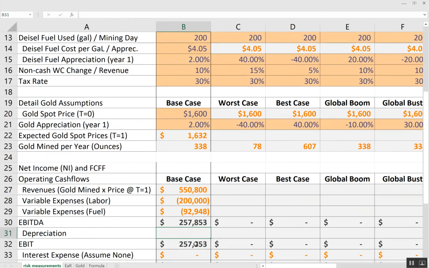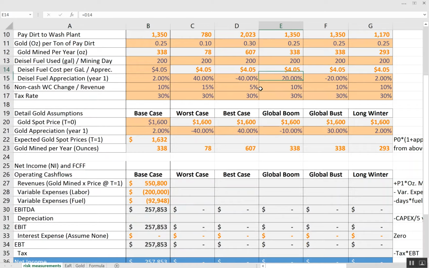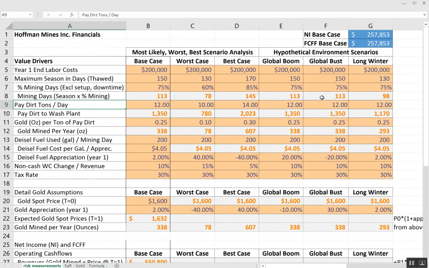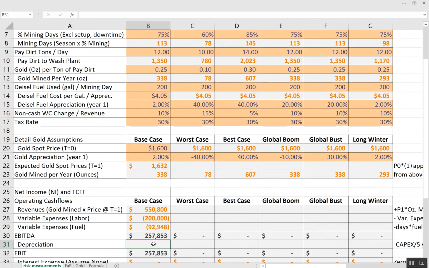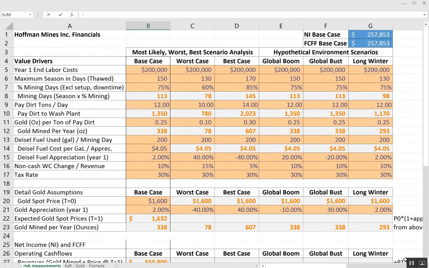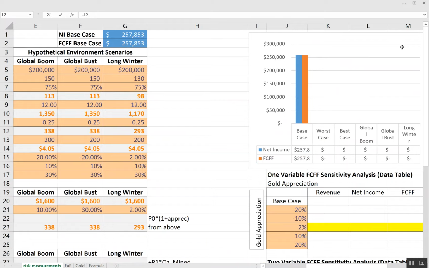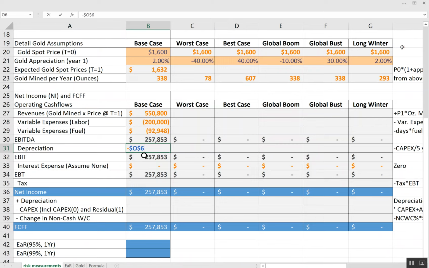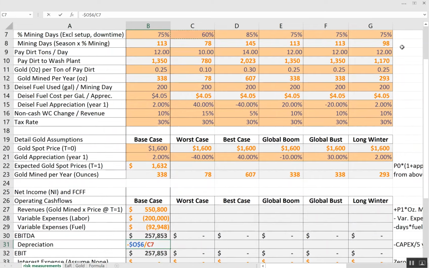Now depreciation, if we zoom out a little bit and come over here to the right, I'm going to assume that they're going to need the 4 pieces of equipment: a bulldozer, a wash plant, an excavator, and a loader. It's going to cost $440,000. I'm going to assume they depreciate that over 5 years. So for the depreciation calculation, I do a negative of my CapEx, that equipment. I'm going to anchor that because I want to drag that across eventually, divided by my 5 years. And that's going to be the depreciable life on this.